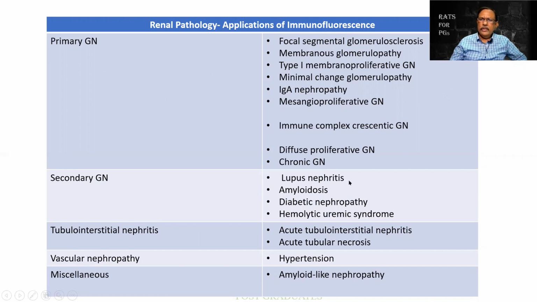Renal immunofluorescence itself is a question which we shall be seeing later on. Secondary, there can be lupus nephritis in a case of SLE. Multiple changes are there. Amyloidosis, diabetic nephropathy, hemolytic uremic syndrome. Tubulointerstitial, obviously it is ATN, acute tubular necrosis, or tubulointerstitial nephritis. Vascular, hypertension, or sometimes polyarteritis also, and miscellaneous amyloid-like nephropathy. So all this can be identified. When I mention the word amyloid, I should have thioflavin T and thioflavin S in mind as special stains and immunofluorescence for amyloid.